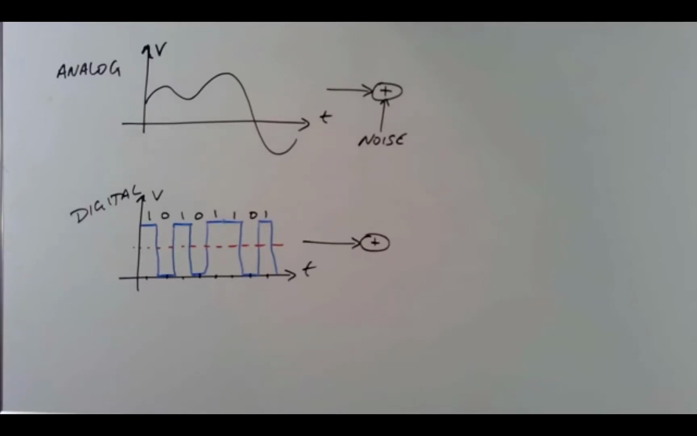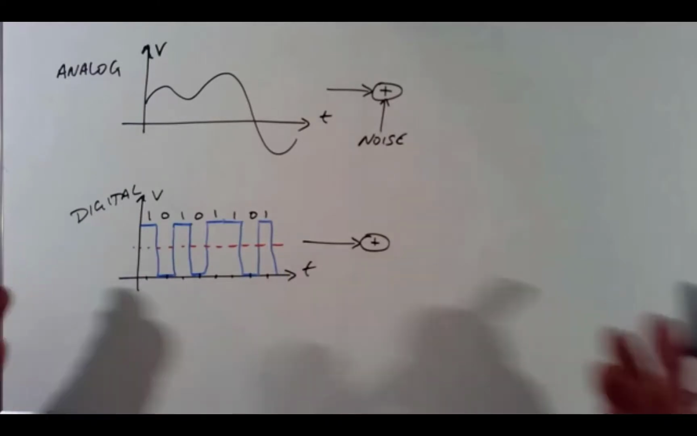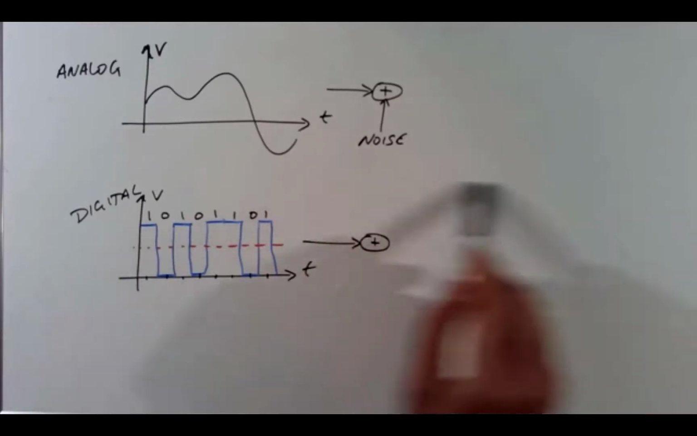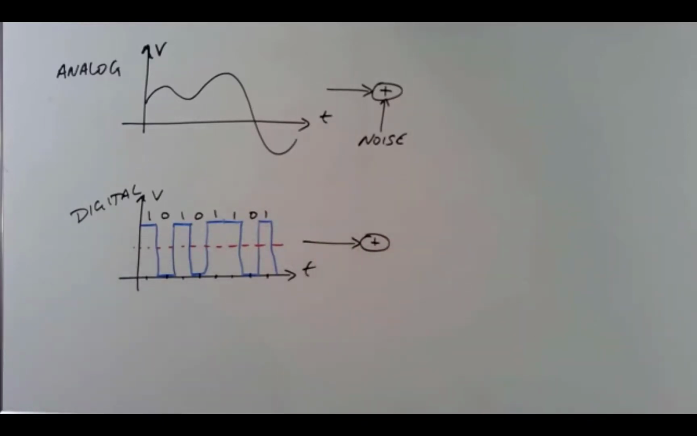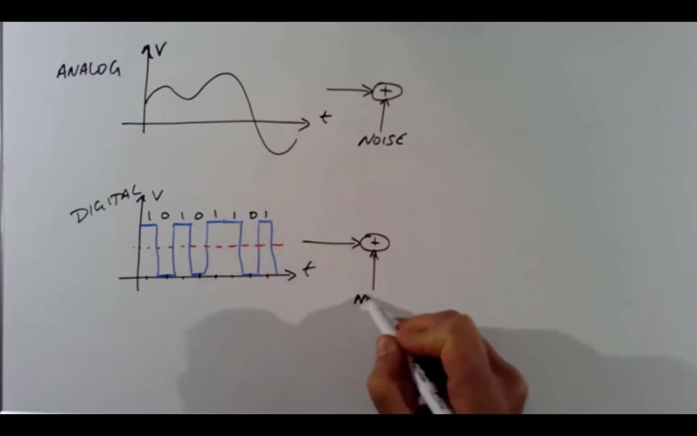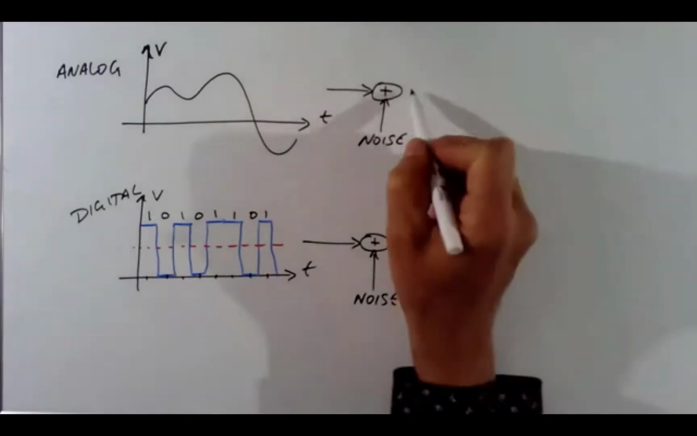So additive white Gaussian noise is additive. It's added in. It's white. White is a color that consists of all frequencies. So it exists over all frequencies, and it's Gaussian because in the time domain it takes on a Gaussian distribution. So AWGN is something you'll hear, but you don't really have to know that for this class, but I want to mention it.